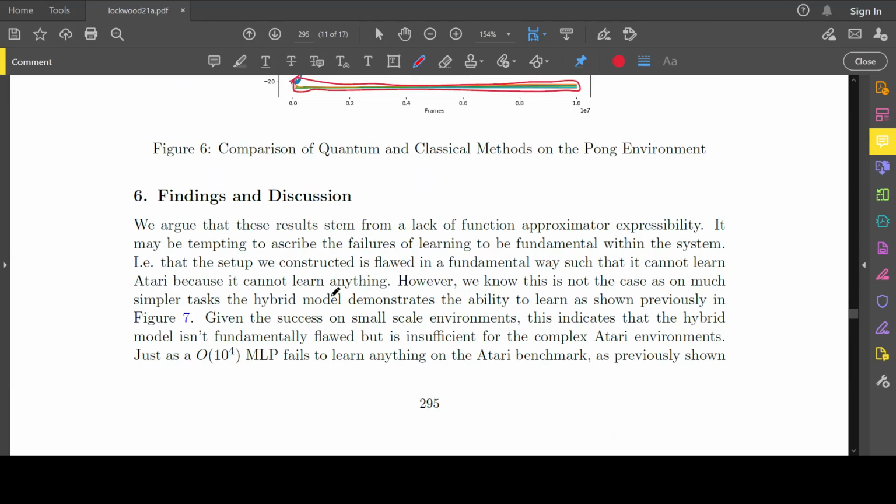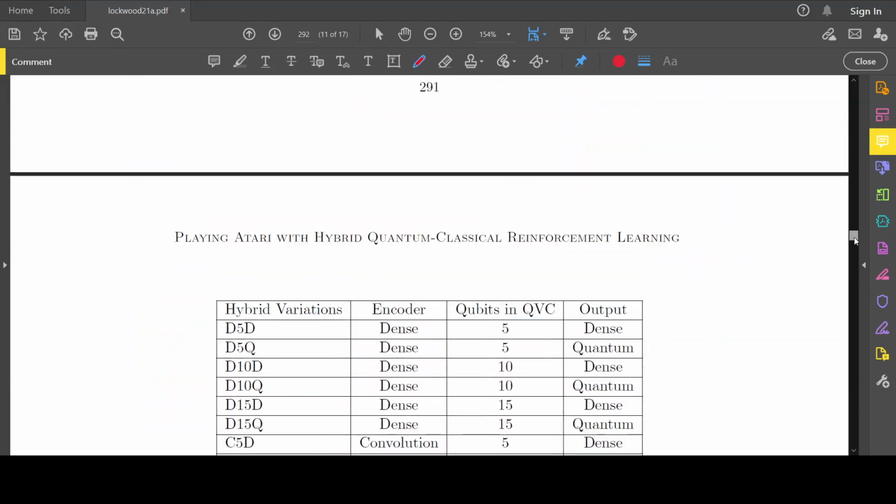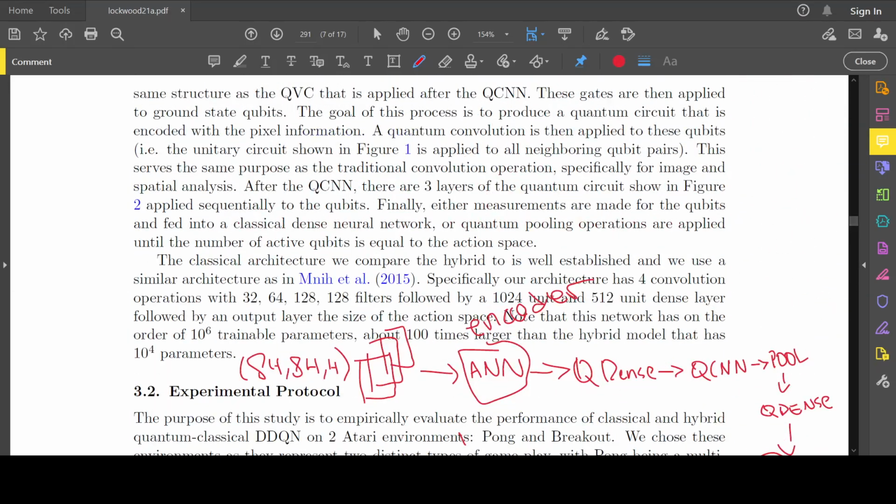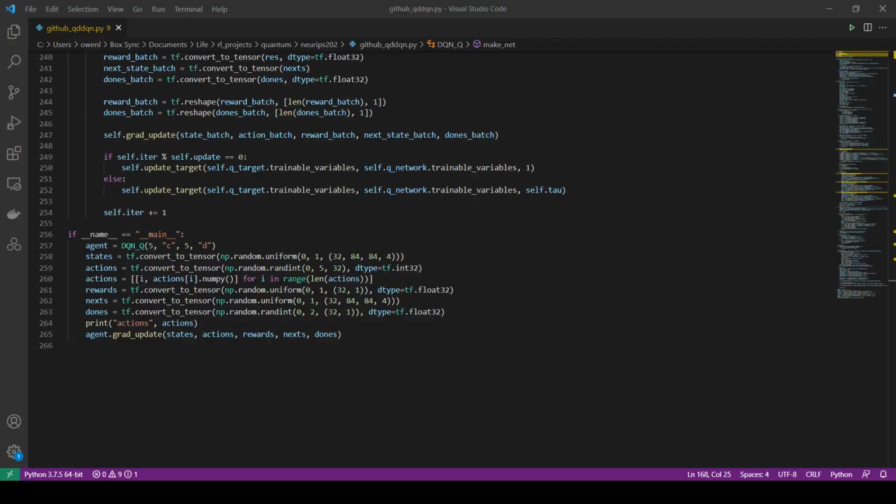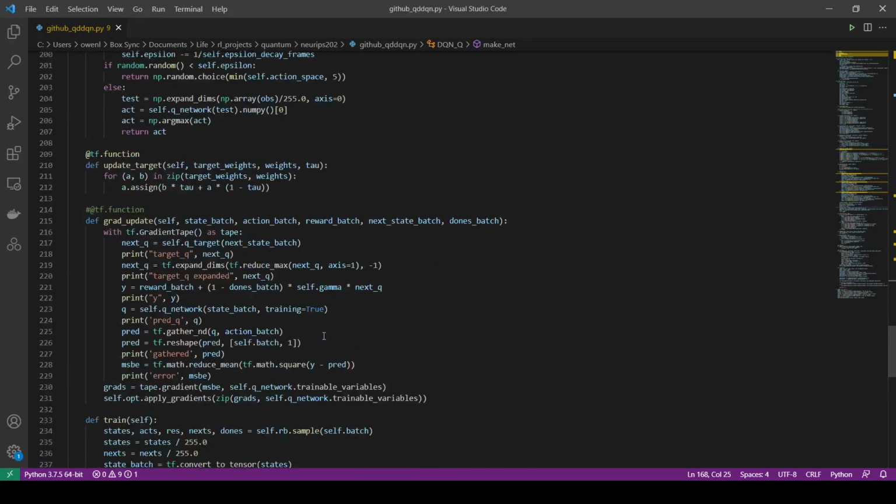Let me just scroll up to the system. This will probably be nice too. There we go. Here we are.